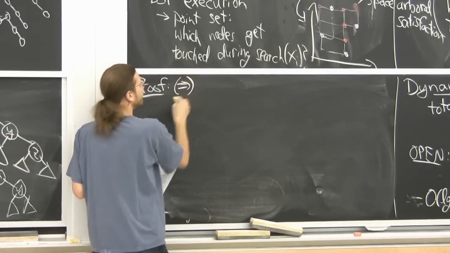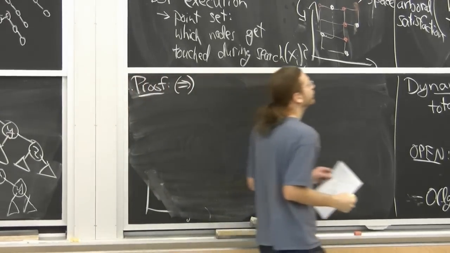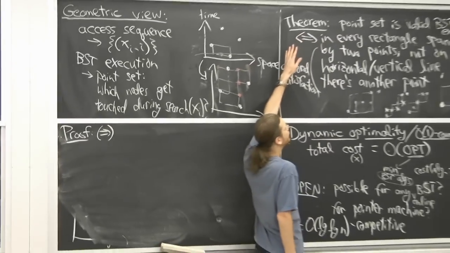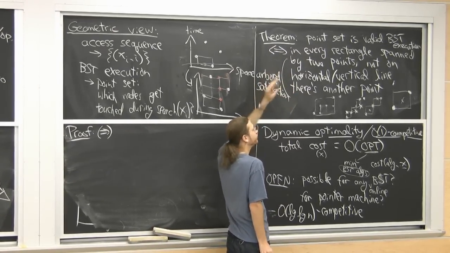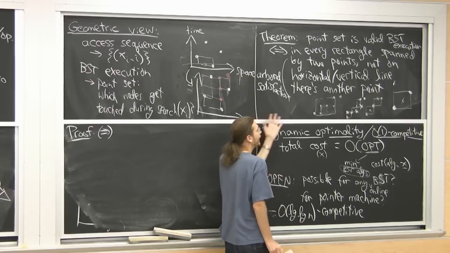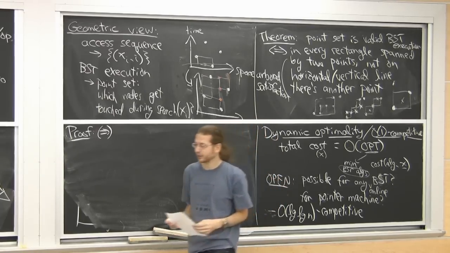So there's two directions. We'll start with the easy direction. If you have a binary search tree, then it must be arbitrarily satisfied. Then we'll have to do the reverse, actually build a binary search tree out of a point set. That's kind of the harder step.